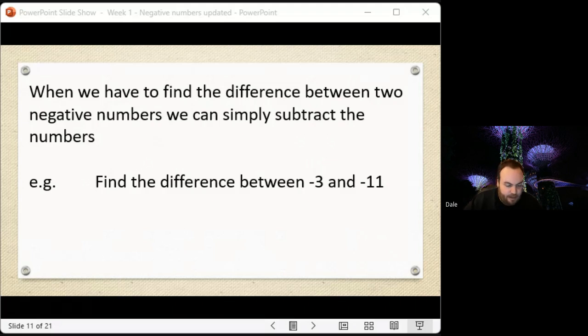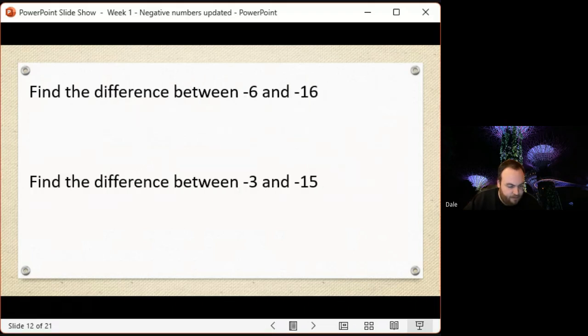Let's try again with some more examples. I wonder who could tell me, if they were to raise their hand, the difference between -6 and -16. Rashank, you put your hand up really quickly. What's the difference between -6 and -16? 10. Yes, you're right. Fantastic. Good. Because you had your 16 and you took away 6 and you had 10.